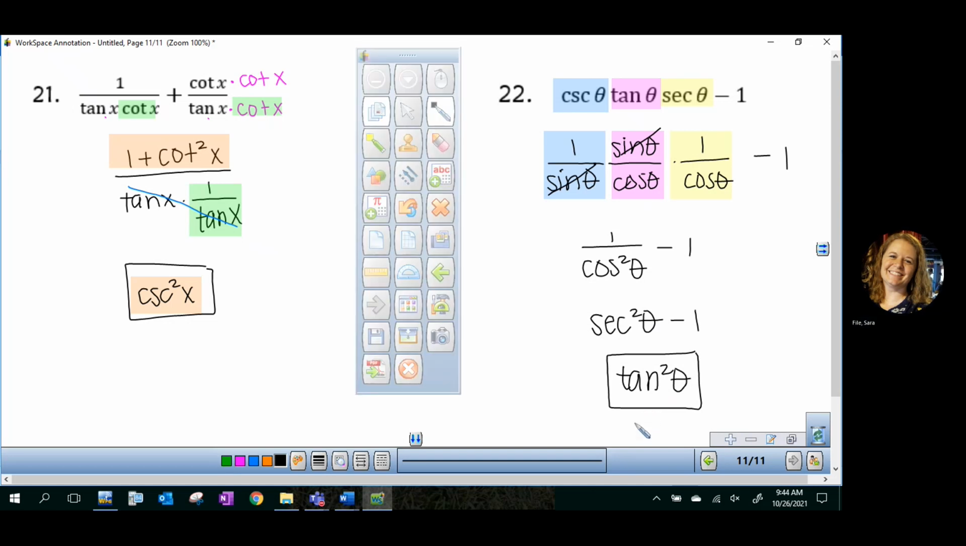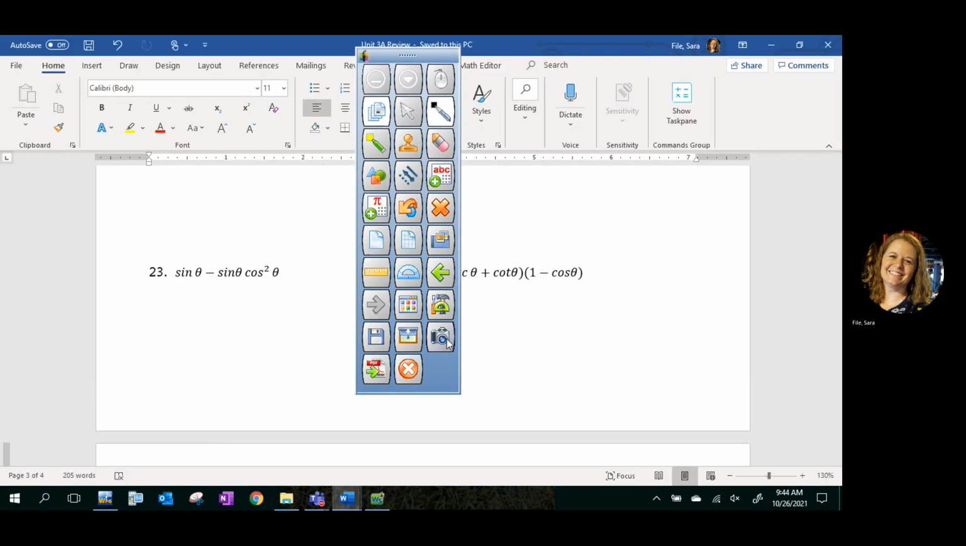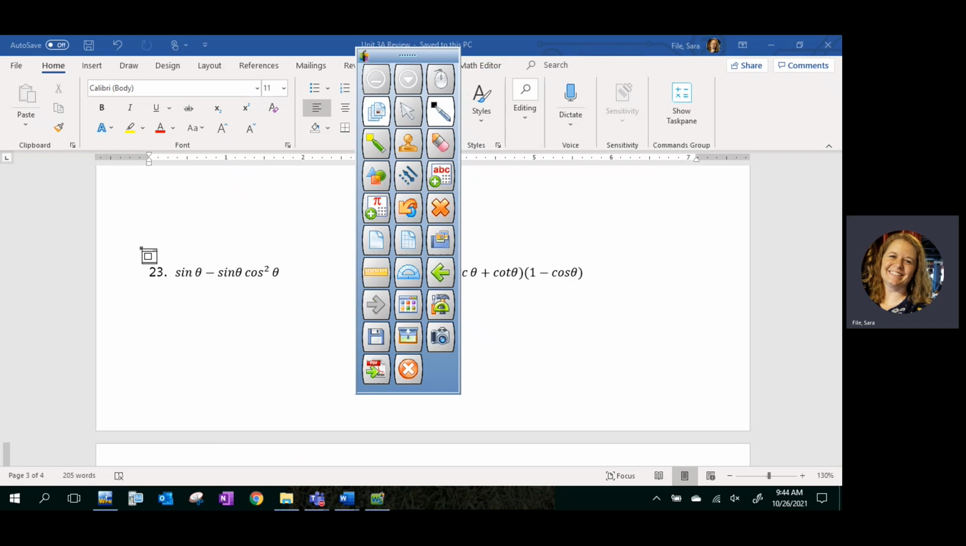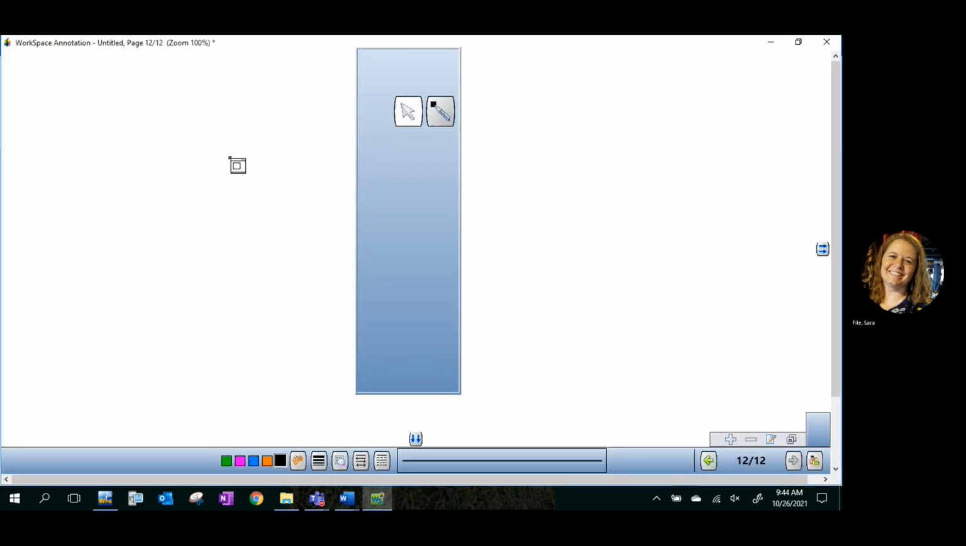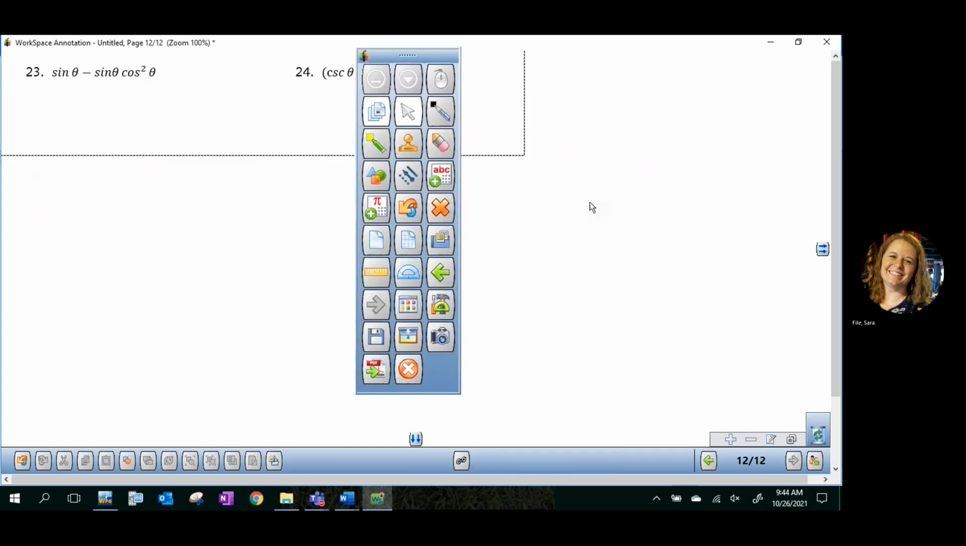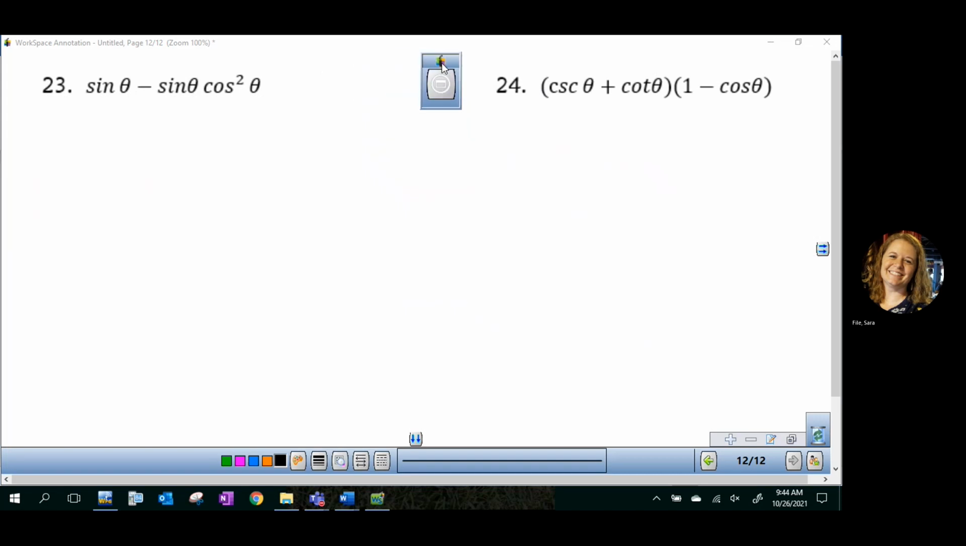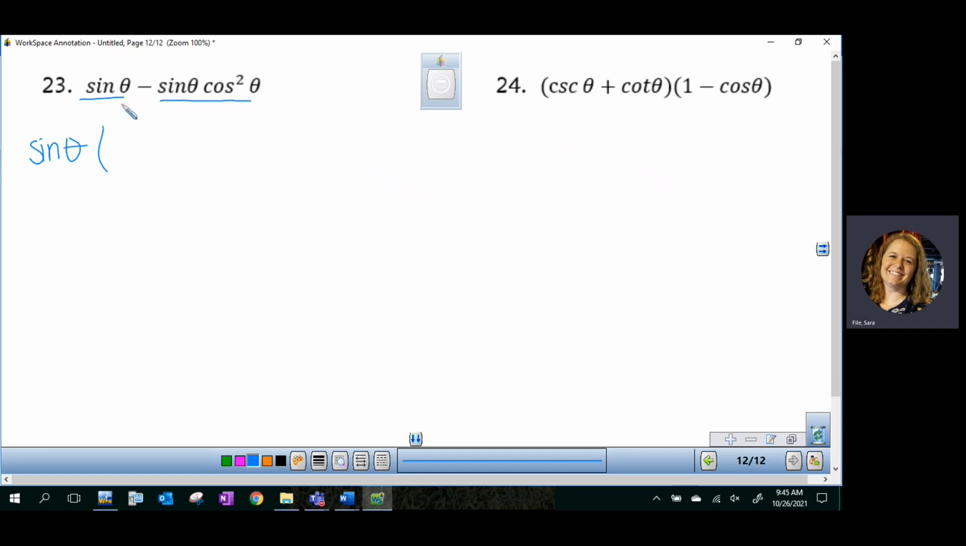All right, last two in this section. The bottom of that page, it's 21 and 22 on your paper. All right, this is already in terms of sine and cosine. What do both of these terms have in common? They both have a sine theta. So I'm going to try factoring. If I factor out sine of theta, what's that going to leave me with?